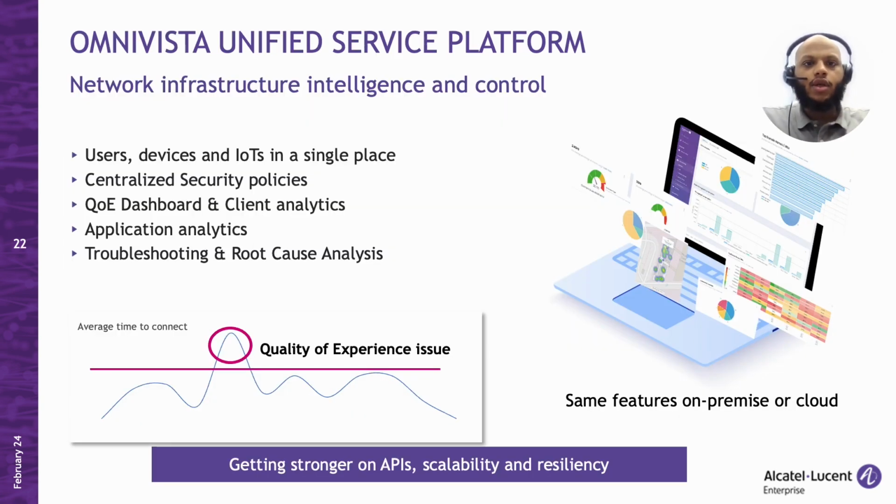As for visibility, we have our OmniVista network management system. It comes in two flavors, either on-prem or through the cloud. This service platform delivers a single pane of glass for full visibility of users, devices, and IoT. So this is where you can centralize your security policies using our inbuilt Radius server, which is built into OmniVista. It's called UPAM.